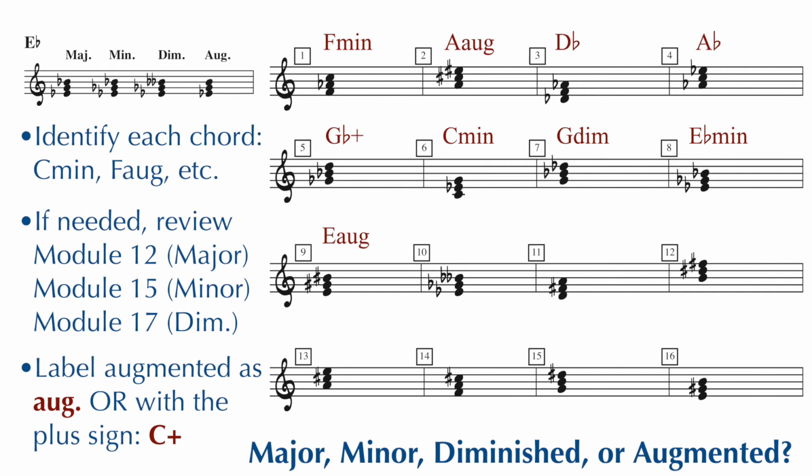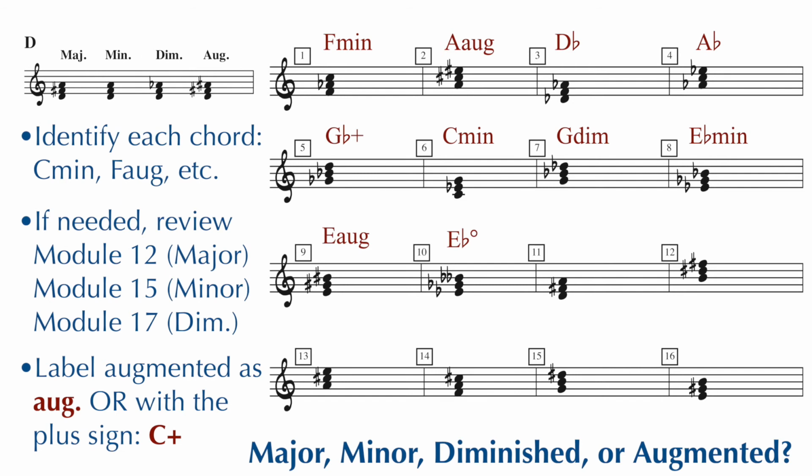Number 10, E flat, G, B double flat. This is an E flat diminished chord. E flat going up to B double flat is a diminished fifth, and E flat to G flat is a minor third, G flat to B double flat is a minor third.